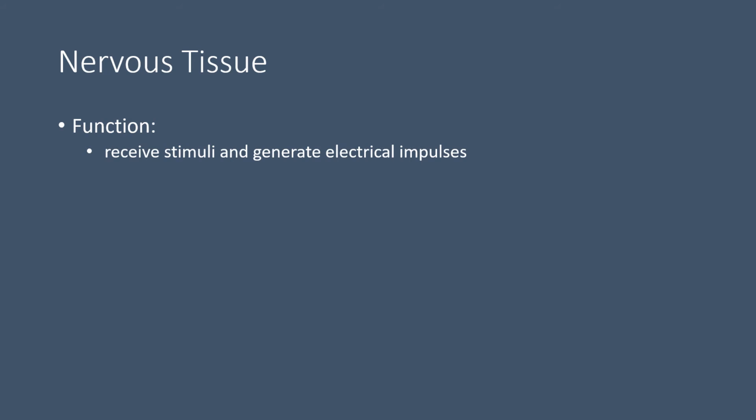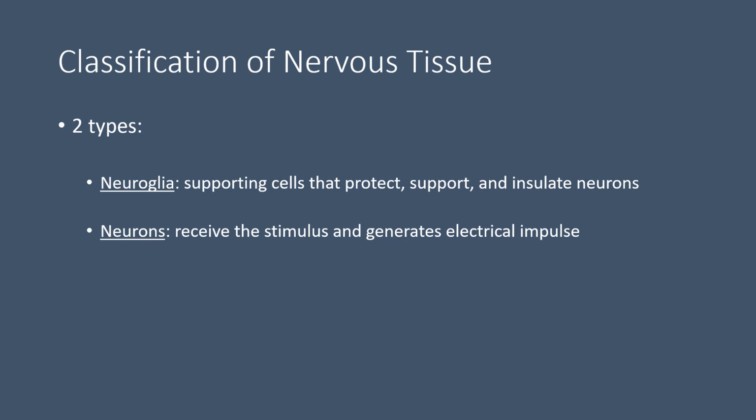Nervous tissue, the function of that is to receive a stimulus and then generate an electrical impulse in response to that. There's two types of nervous tissue. You have your neurons. These are the cells that actually receive the stimulus and can generate the electrical impulse. And then the glial or neuroglial cells, these are the supporting cells. They support the neurons, they help to protect it, they help to insulate it, because you have an electrical current, think of it as moving along, so you need to insulate that.